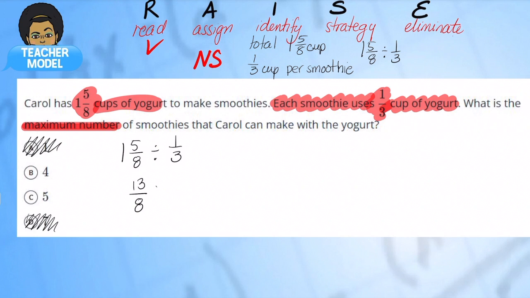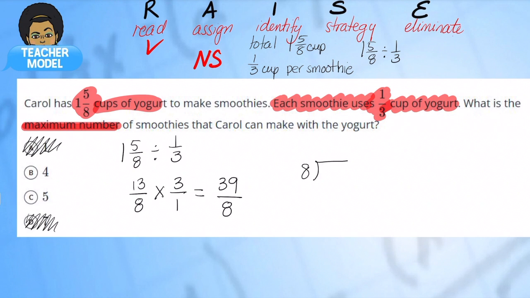And dividing means to multiply by the reciprocal. So that's all I did. I did a flip to turn it around. And now I have 39/8. Almost done. It still doesn't tell me if I can make 4 or 5. So I'm just going to actually do that division.